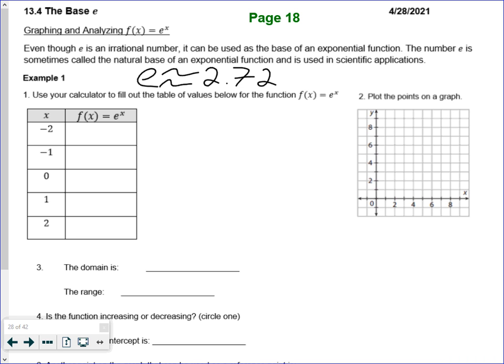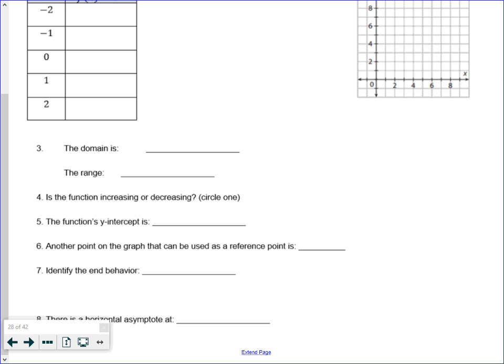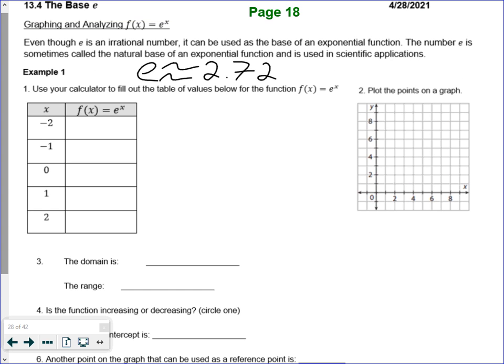It's about that value. And what I would actually prefer you guys to do is pause the video and try this problem out yourself. Since e is about 2.72, that makes this function an exponential growth function. So you're going to fill out this table, graph it, and fill out these properties very similarly to the way you would any other exponential growth function. So if you haven't already, pause the video, try it out. I'm going to go ahead and get started with it.